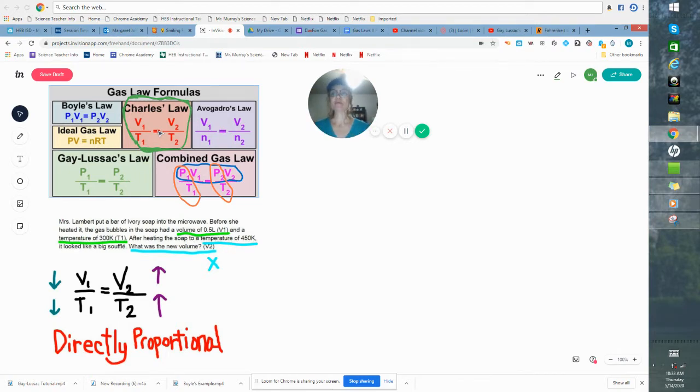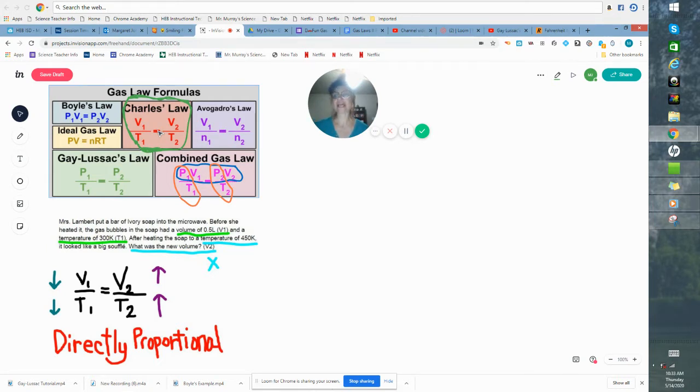All right, here's a problem. Mrs. Lambert put a bar of ivory soap into the microwave. Cool. Before she heated it, the gas bubbles in the soap had a volume of 0.5 liters, V1, and a temperature of 300 kelvins, T1. After heating the soap to a temperature of 450 kelvins, it looked like a big souffle. What was the new volume?